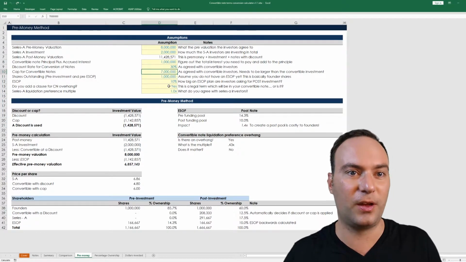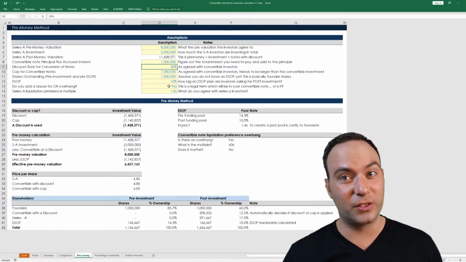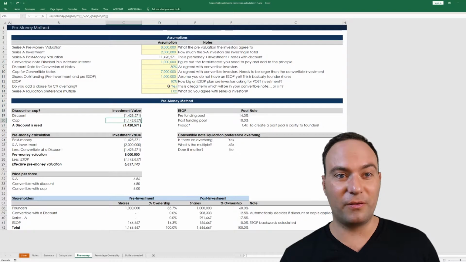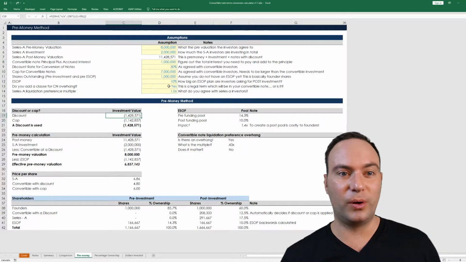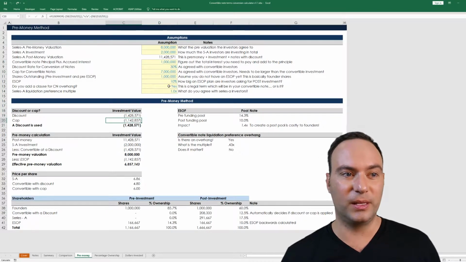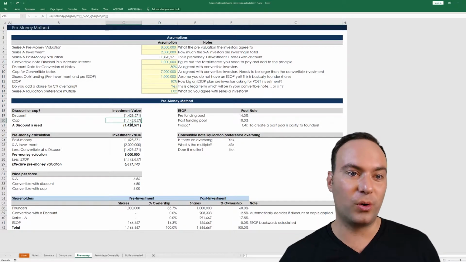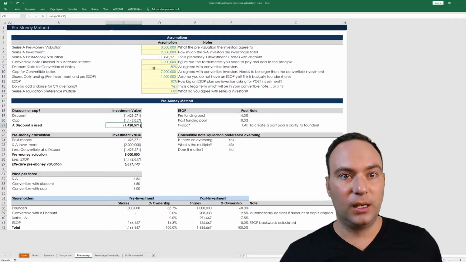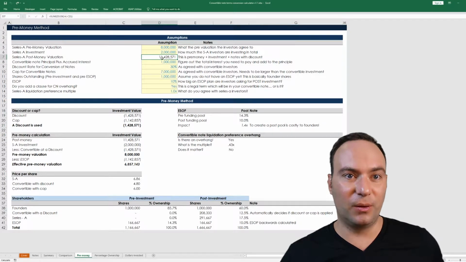But in this case, the 30% discount is more advantageous for the angel investors, and so that's the one they're going to take. That would imply their investment value is 1.428 million, right? Whereas the cap is worth 1.142, so naturally investors want that one because it's bigger. And so we're going to add this number to your post-money valuation under the pre-money method.